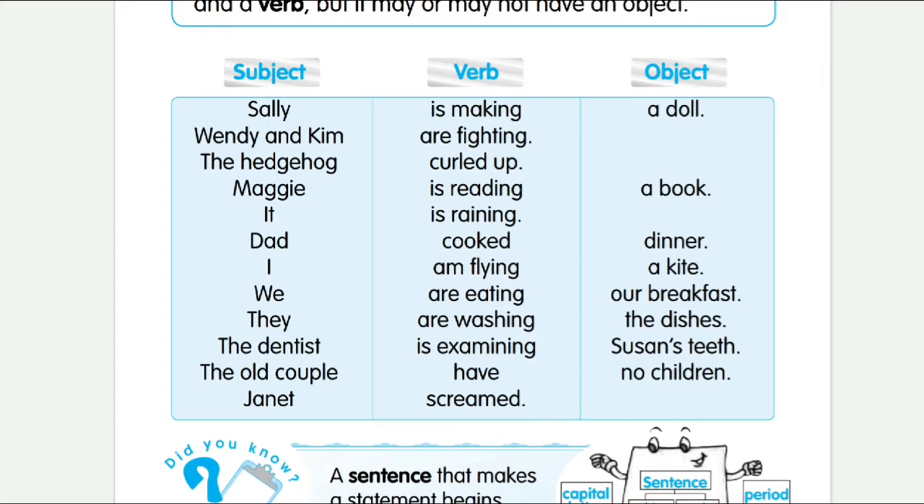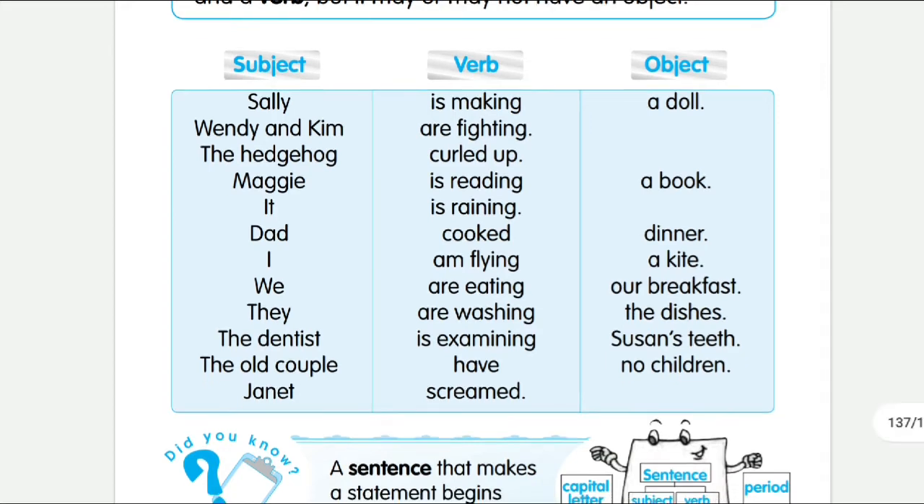You have to understand what is subject, because if you are understanding some meaning out of a group of words, it is a complete sentence. Here you can see: I am flying a kite. We are eating our breakfast. They are washing the dishes. The dentist is examining Susan's teeth. The old couple have no children. Janet screamed, means Janet is scared. So all these are sentences. Sentences must have a subject and a verb. It may have an object or it may not.